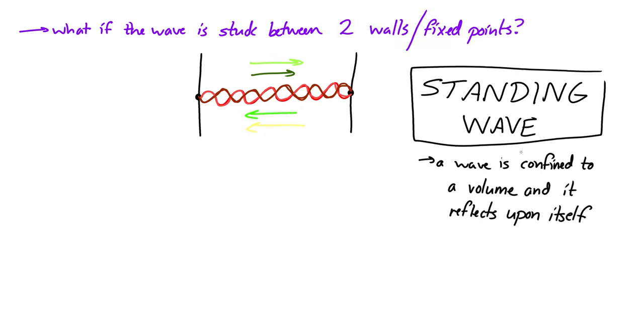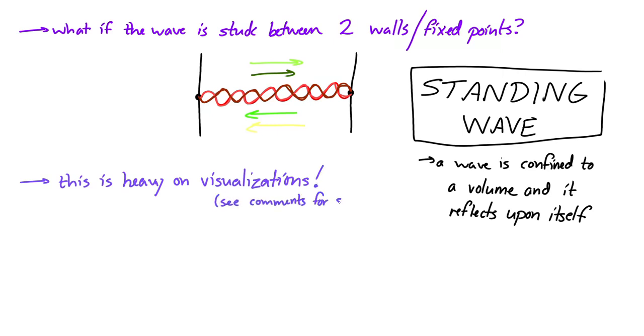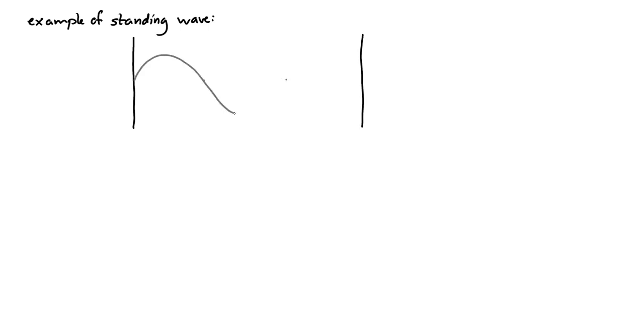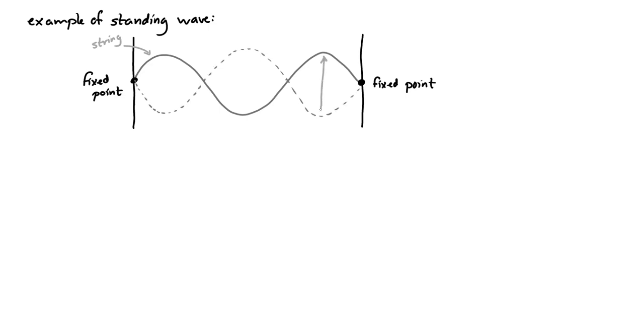Now, this can be a little bit tough to visualize. I'm going to try to put a link to some visualizations in the YouTube comments. But here's the result. We get something that might look like this. This is just one example, and we'll see many examples in a moment. Here's a fixed point, and here's a fixed point. We're going to imagine a string between them, and we'd get a string that would vibrate like this. It's oscillating between those two lines.